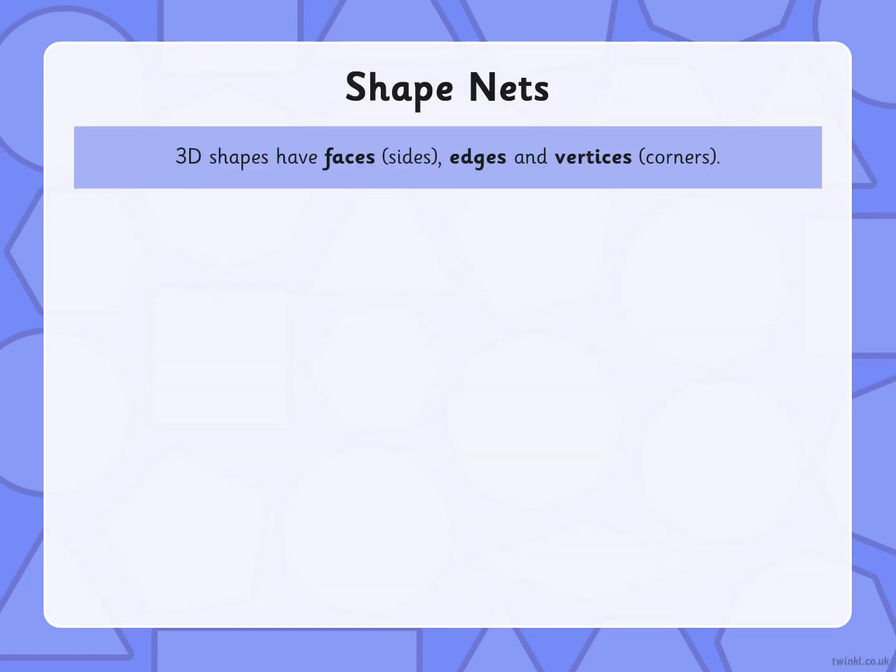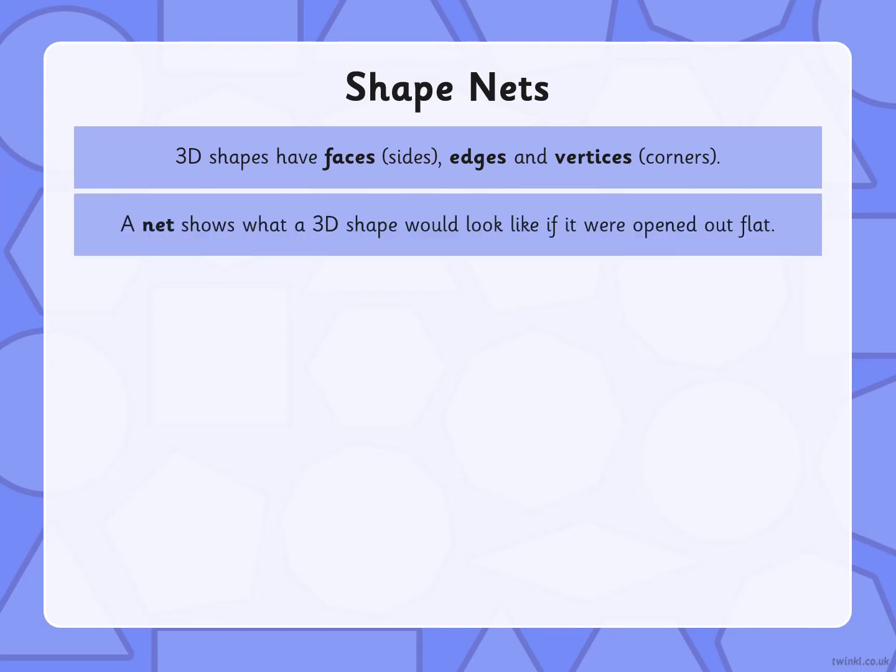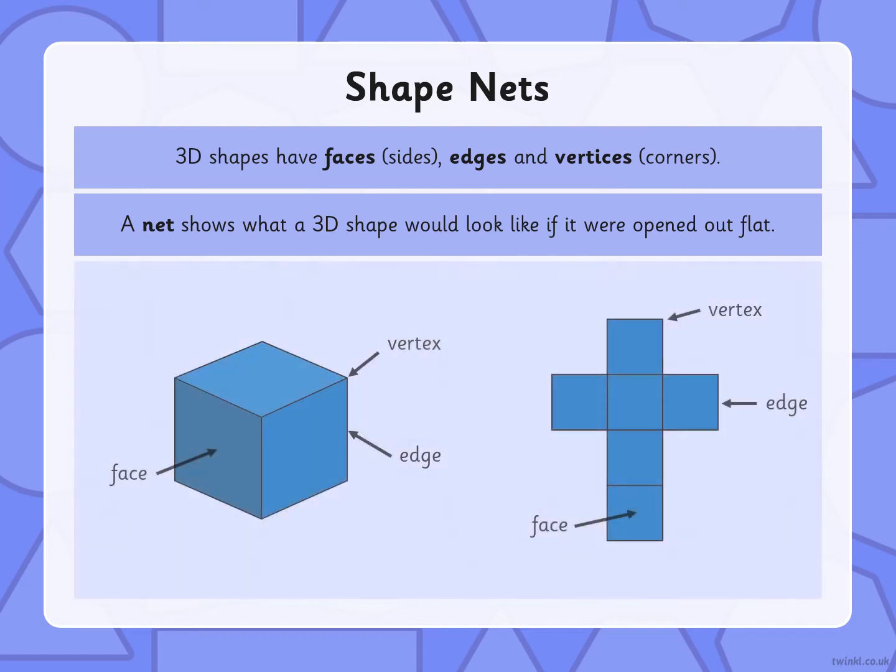Okay, moving on to looking at nets. So 3D shapes have bases, edges and vertices. In brackets there, this just means the corners. A net shows what a 3D shape would look like if it was opened out flat. So here we have on the left hand side, hope you can remember this shape. Well done, it's a cube. And if we were to unfold this cube, the net would look like this. So we've got the vertex or the vertices, the pointy parts, the edges and the bases.